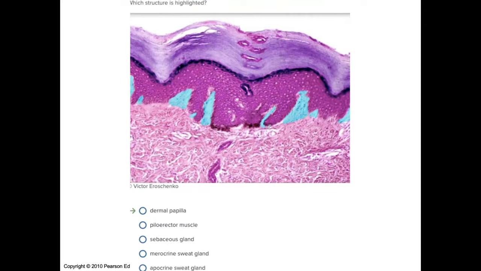Then we have those mountains, those hills. Those are called dermal papilla. Dermal papilla, these are involved in creating the fingerprint of the fingers.